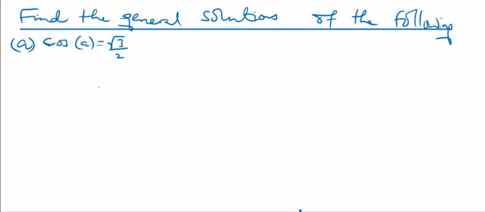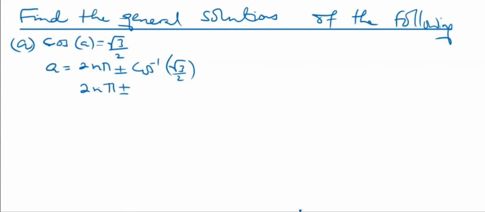We want to find out the general solution of cosine x equals square root 3 on 2. So x equals 2n pi plus or minus, so we get two solutions, cos inverse square root 3 on 2. Square root 3 on 2 gives pi on 6. So 2n pi plus or minus pi on 6, where n is an element of the integers, so n can be any number.